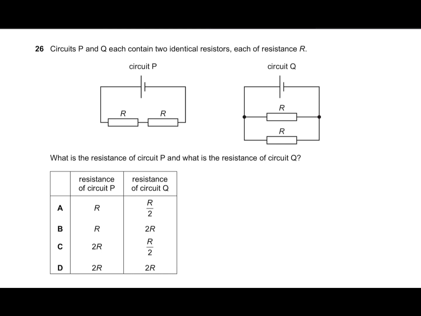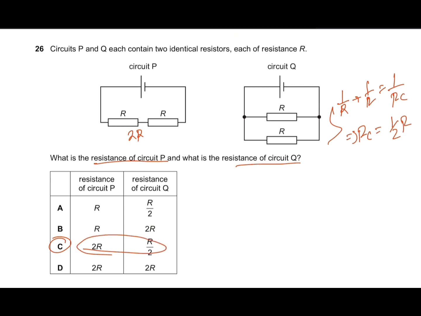What is the resistance of circuit P and of circuit Q? Over here, if we have two identical resistances in series, then we will have a combined resistance of 2R. And over here, if we have two similar R in parallel, then the combined resistance will be half R. So R by 2 and 2R, as I can see, C is our correct option.